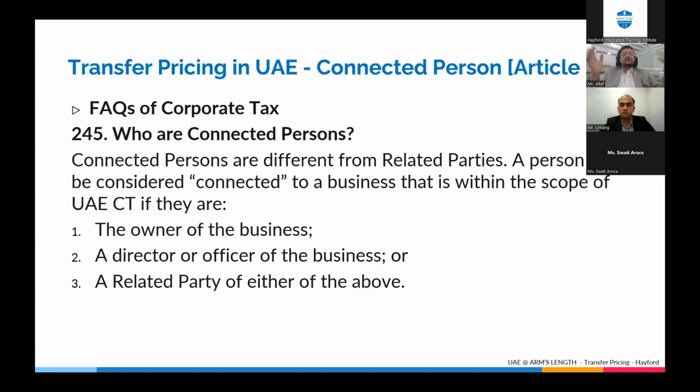So the first category is owner of the business. Now, again, owner is a very universal word. The interpretation of it can be a shareholder, a partner, or any other way of ownership. In case of a trust, it can be a trustee, etc. Second is director. Now, why director?